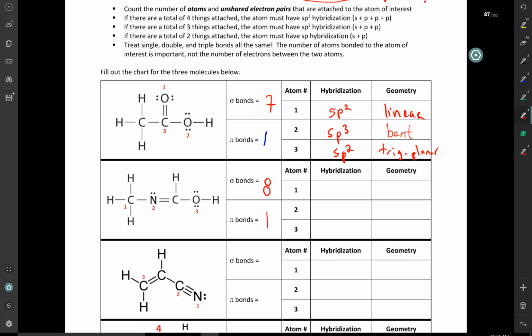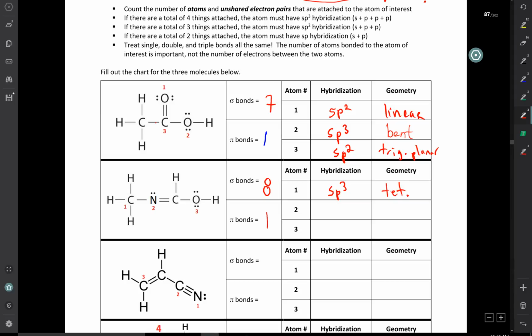I see a total of 8 sigma bonds and 1 pi bond. Atom 1 hybridization. It's got 4 things attached to it, therefore it has sp3 hybridization. I've got 4 things attached to the atom of interest with no unshared pairs. That's going to be a tetrahedral geometry. Next up comes nitrogen, atom number 2.